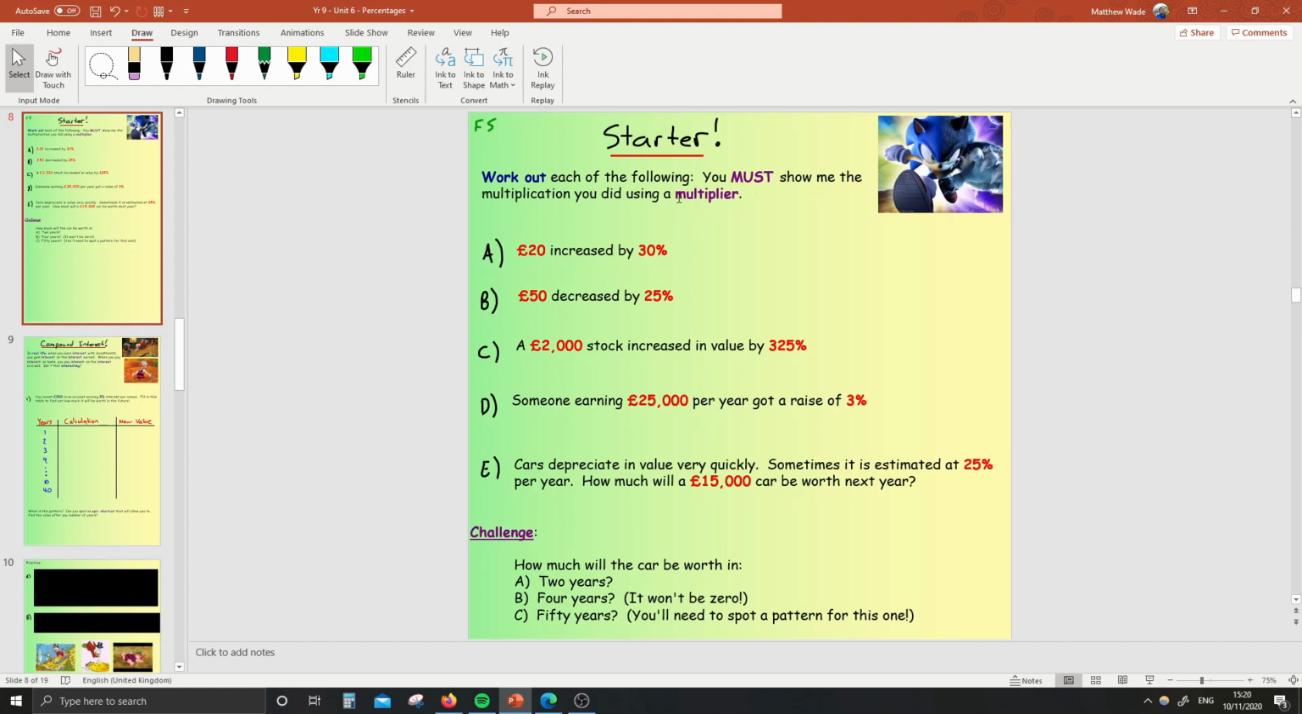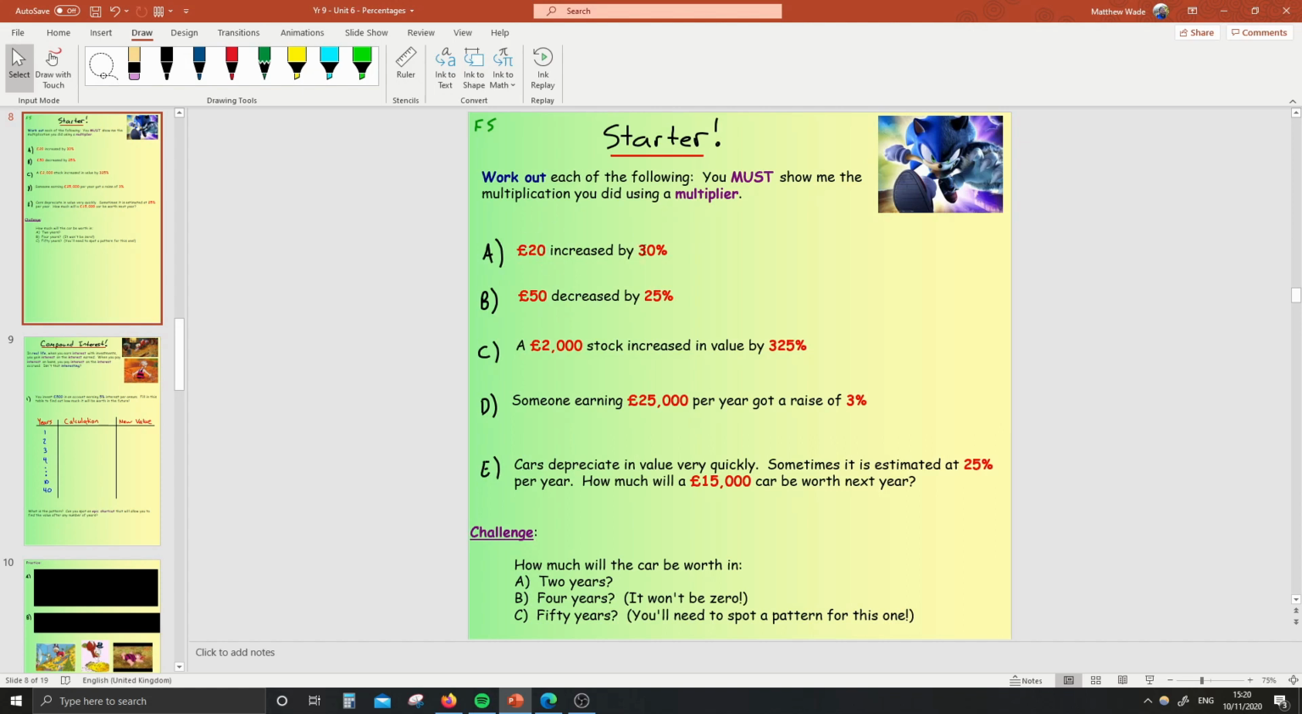Now, really importantly, it says in the starter that you need to have what's called a multiplier. I hope you remember from last lesson what a multiplier is. It's a decimal number. It'll be like 1.2 or 1.5 or even like 0.8 or 0.6 or something like that. It's a decimal number that you can simply times the amount that you're starting with by in order to get the answer. That's why it's called a multiplier, because you multiply by it.